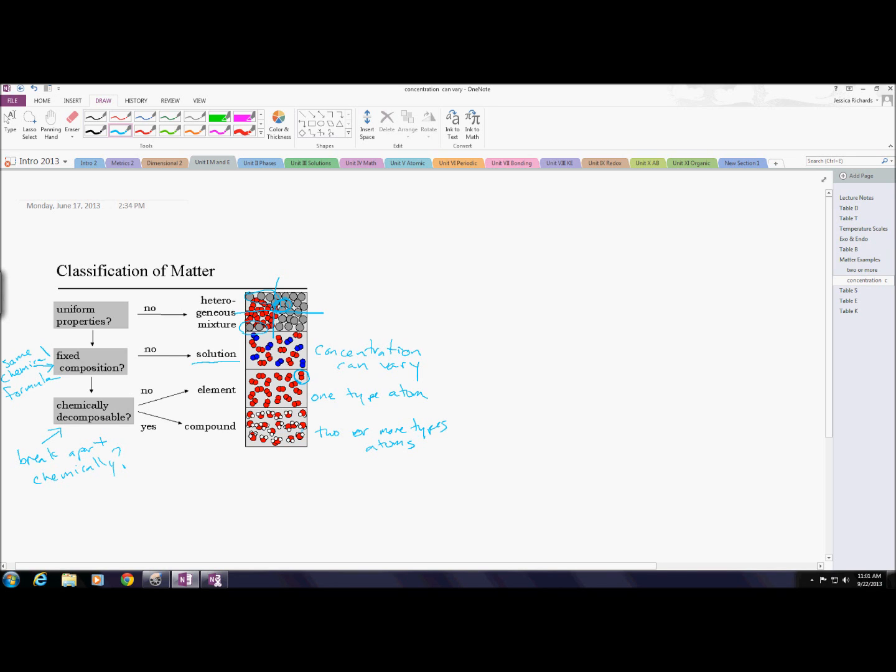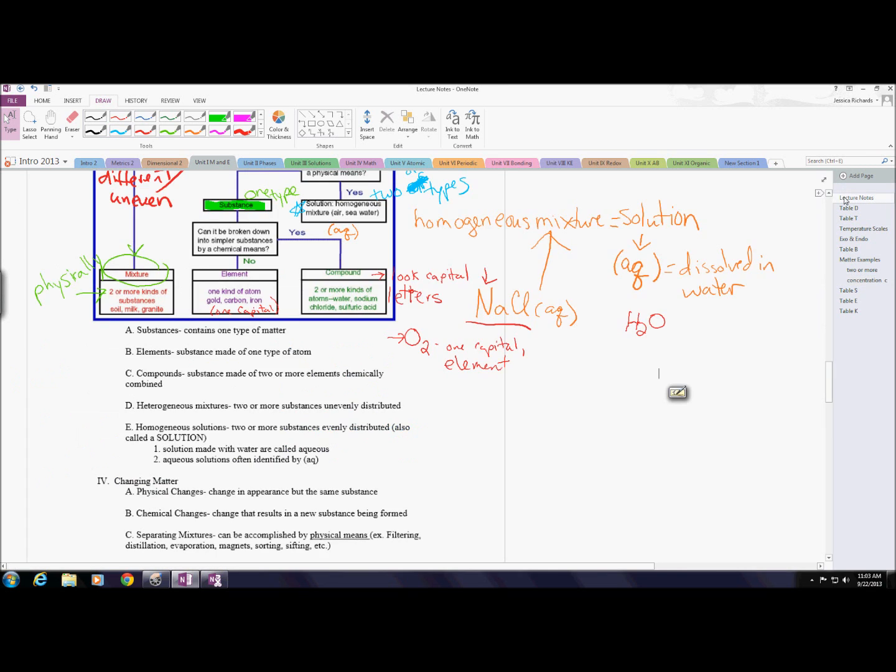And if you look at this model, these little guys are made of one red and two white, so definitely a compound, but all of them are the same. One last thing to cover in our lecture notes. So way down here at the bottom, physical changes versus chemical changes and how we use those to separate mixtures.